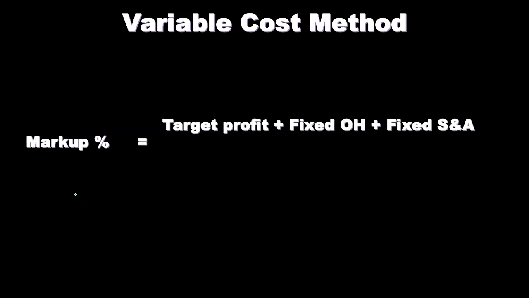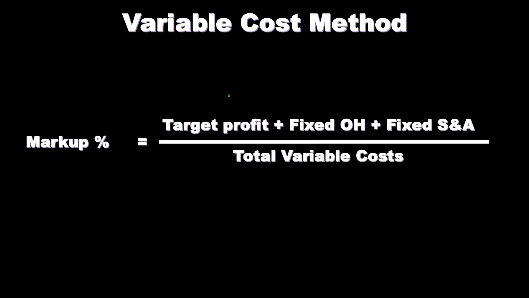Okay, so now we're going to look at a variable costing method. The variable costing is going to be an equation. Let's look at the equation first. The markup percent is going to equal the target profit plus the fixed overhead plus the fixed selling and admin. In other words, it's similar to our break-even calculation where we have the fixed costs plus the target profit, the profit we want to make plus the fixed costs. We're going to divide that by the total variable costs. So here's the difference: the break-even would be divided by the contribution margin. We're dividing here by the total variable costs. That's going to give us our markup percentage.